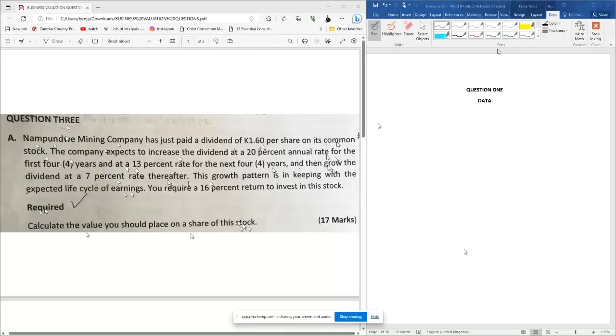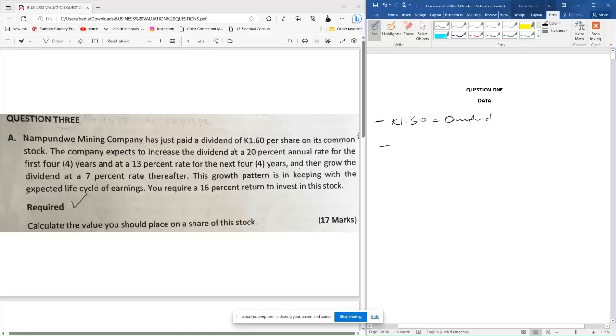So the question here says, Nampunde company has just paid a dividend of 1 kwacha 16 ngwee. So we know that our dividend on our common stock here is 1 kwacha 16 ngwee. That's our dividend.